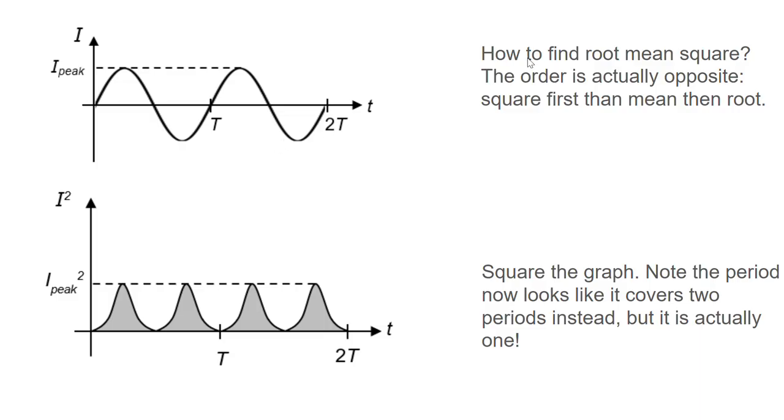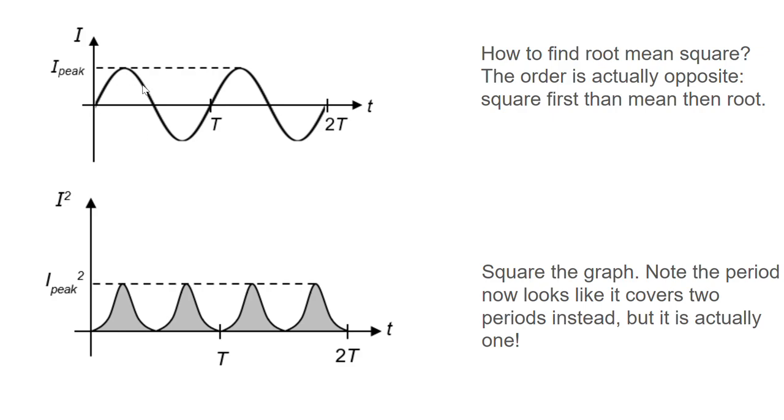All right, so when we talk about root mean square current, the actual operation to get root mean square is actually opposite to the order of how it sounds. So it sounds like it's root mean square, but actually what I need to do to get the root mean square is I need to square, mean, root. Okay, and I'll show you what it means by that. So the first thing I need to do to find root mean square is to square the graph. So if I look at this graph over here, how do I square the graph?